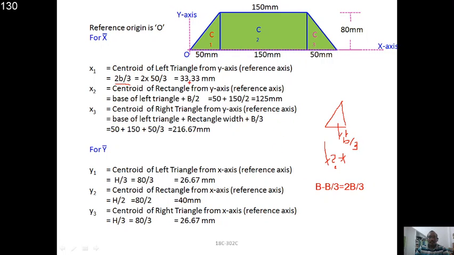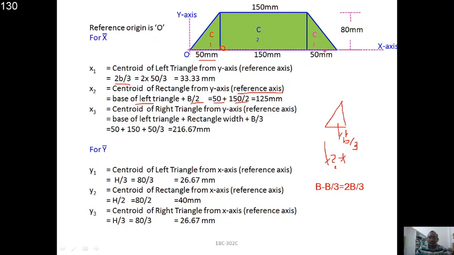Therefore the 2b by 3 value is noted here, and for the rectangle we always have to take the values from the reference axis. What is the reference axis? This O point is the reference axis. So from this point you need to locate this C2, therefore x2. For this, as a rectangle, it is b by 2, that is 150 by 2, and this rectangle is starting from this point, not from this point. So we require to add this 50 mm for this also, hence we added the initial base of the left triangle. Therefore 50 plus 150 by 2 is 125.